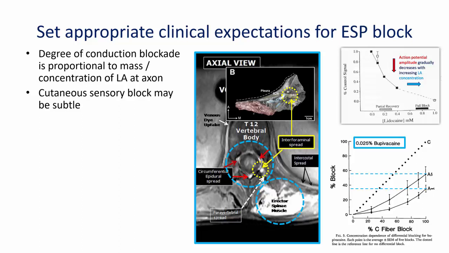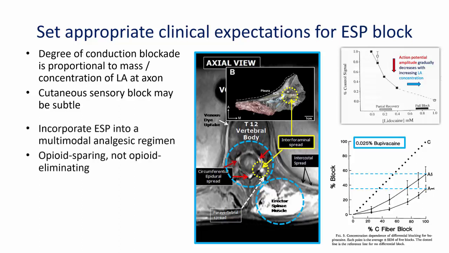But patients can get analgesia in the absence of cutaneous numbness, and in fact, if we use more sophisticated assessment techniques such as quantitative thermal sensory testing, we found that we can actually detect changes in heat and cold pain thresholds that exceed that of conventional pinprick testing. What this means, I think, is that we should aim to utilize the ESP block as just one component of a multimodal, opioid-sparing analgesic regimen, rather than expecting it to eliminate the use of opioids entirely.